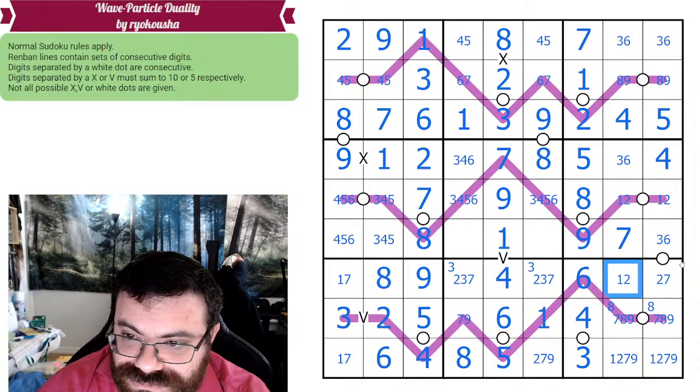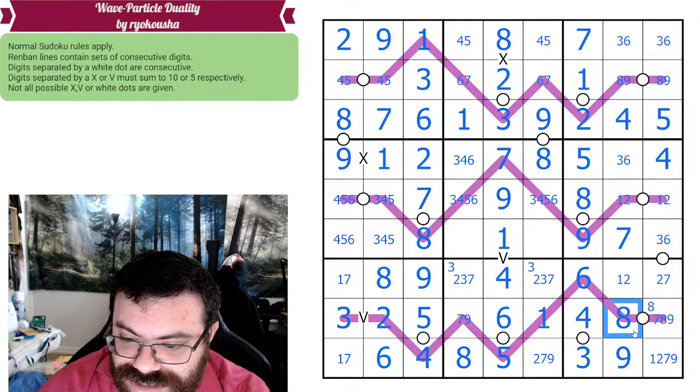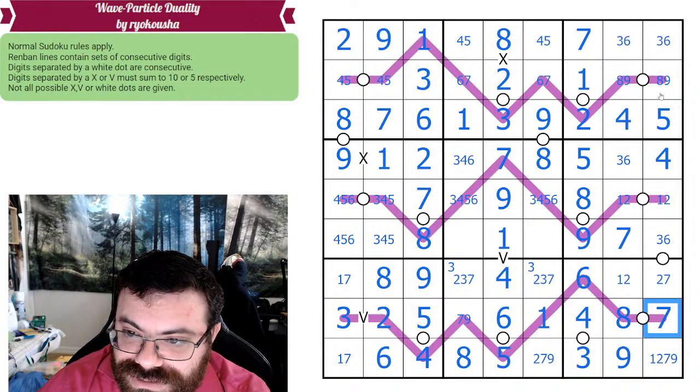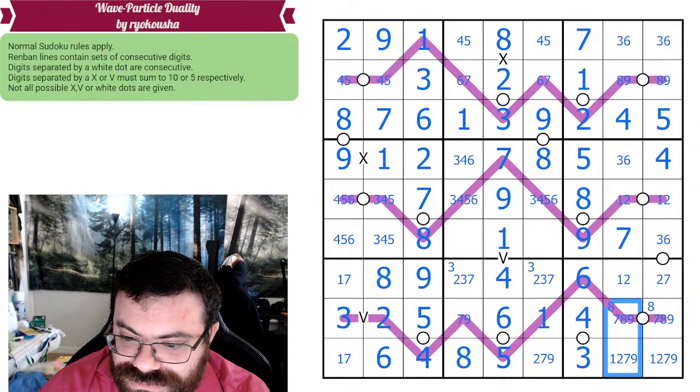It's not 7. None of these are 7s. Got an 8, 9 pair. Got a 1, 2 pair. 1, 2 pair. Okay, so that's 9. Perfect. So now that's 8. That's 7. I knew it would be 7, 8. It's 9. 8 and... Oh no. Oh, I did something wrong for sure.